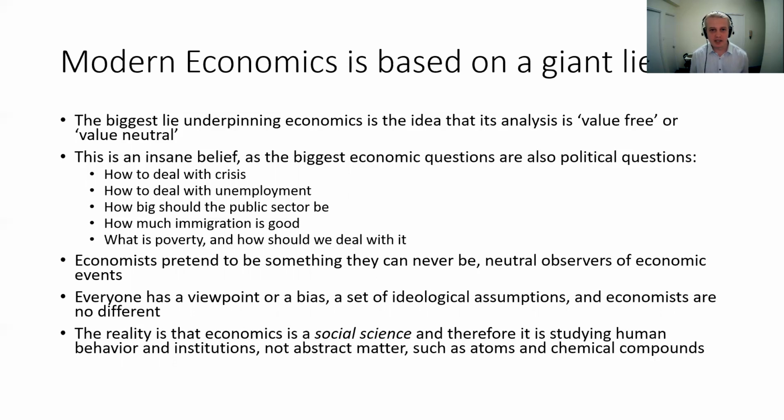The reality is economics is a social science. It will always be a social science. It should stop pretending to be anything other than a social science. And therefore, it's studying human behavior and institutions. It's not studying abstract matter like atoms and chemical compounds. And because we're studying human behavior and human institutions, we need to have a realistic understanding of them, that they're fragile, sometimes unpredictable, sometimes erratic. Sometimes people make decisions that are not in line with these economic models. There's a lot going on in the way that we make decisions about the way we spend money, about the way we do politics. And therefore, we cannot reduce our study of the economy to the study of abstract laws.